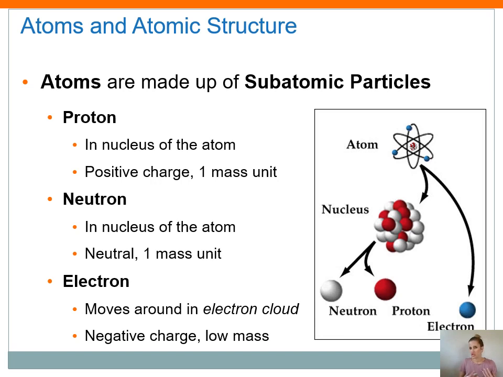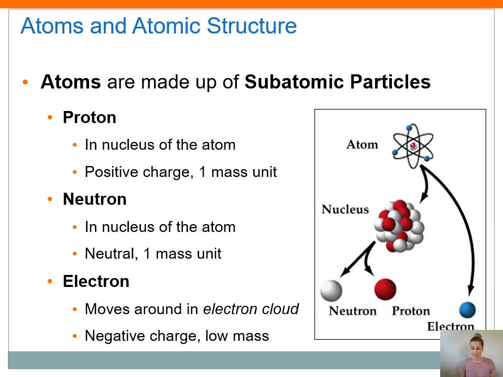If I want to know the charge of the atom, is it neutral? Do the positives and negatives cancel out? Is it more positively charged or more negatively charged? If I want to look at the charge, I'm not going to worry about the neutrons because they're neutral. For charge, I'm worried about the protons and the electrons. So the charge is the number of protons, those are all positive, minus the number of electrons, because electrons are negatively charged.